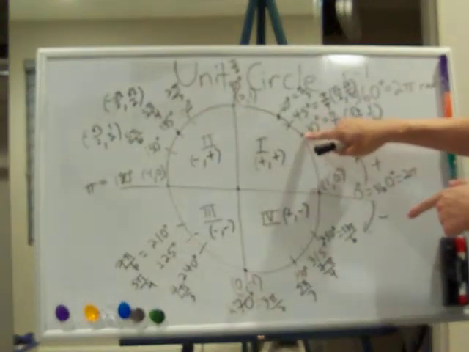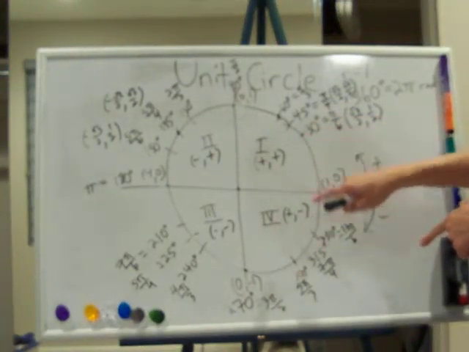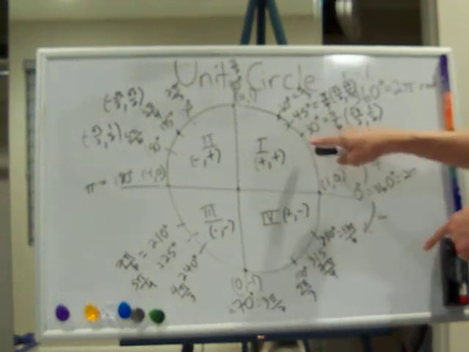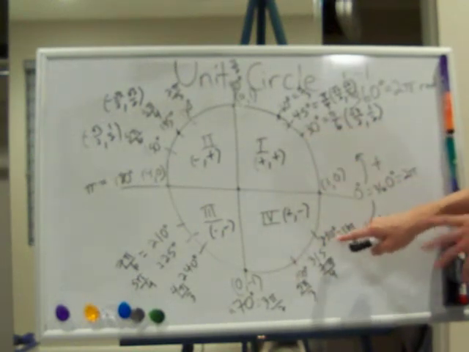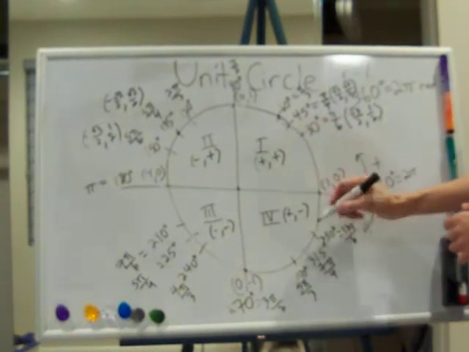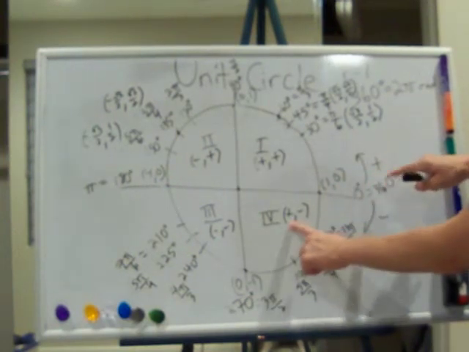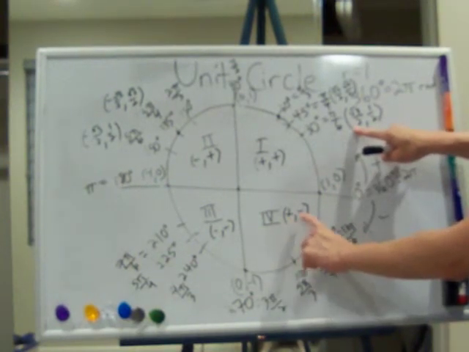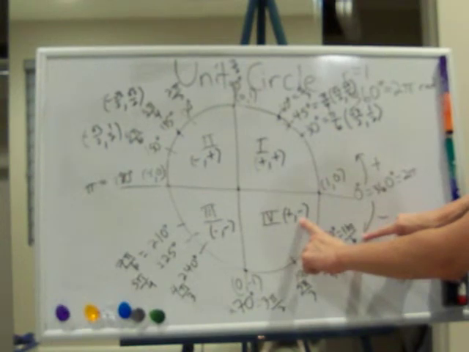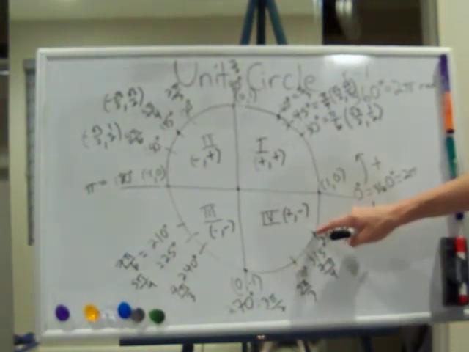So who's the partner point with 30 degrees in quadrant 4? Well, who's closest to the x-axis? It's going to be 330 or 11 pi over 6. So the coordinates here are going to be what? Positive rad 3 over 2, negative 1/2, right? So positive rad 3 over 2, negative 1/2.